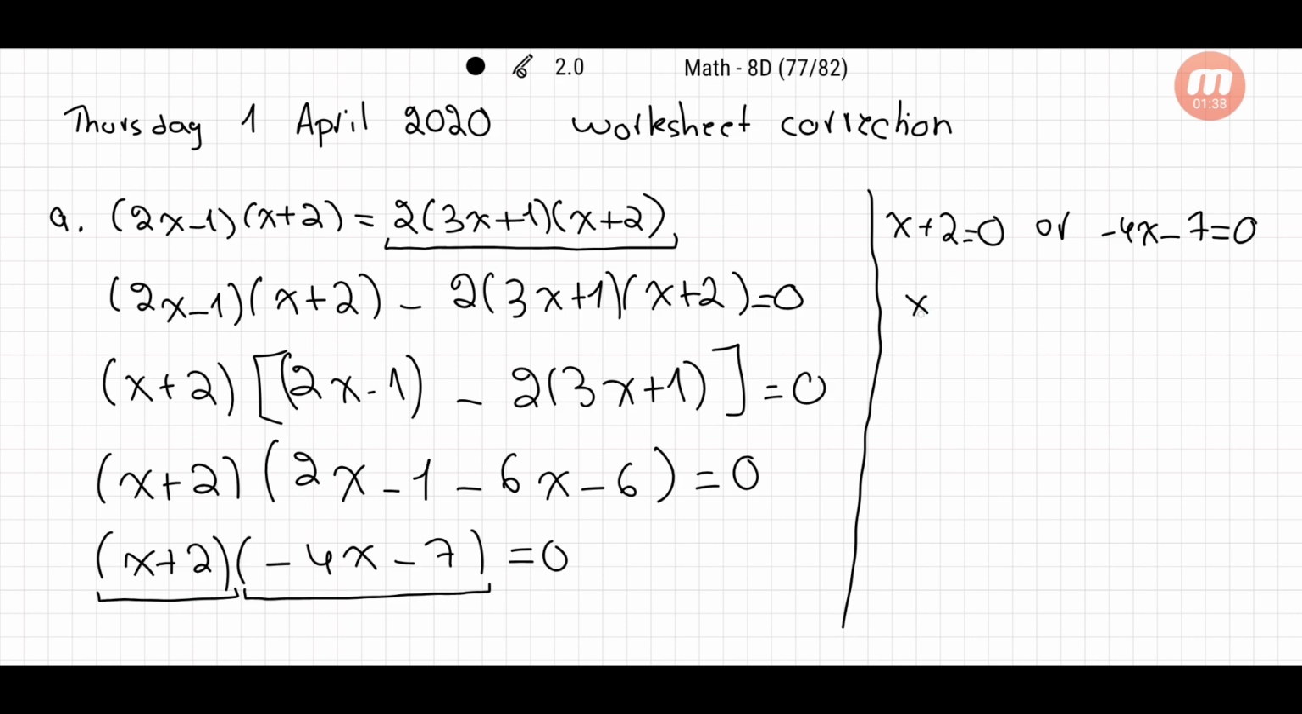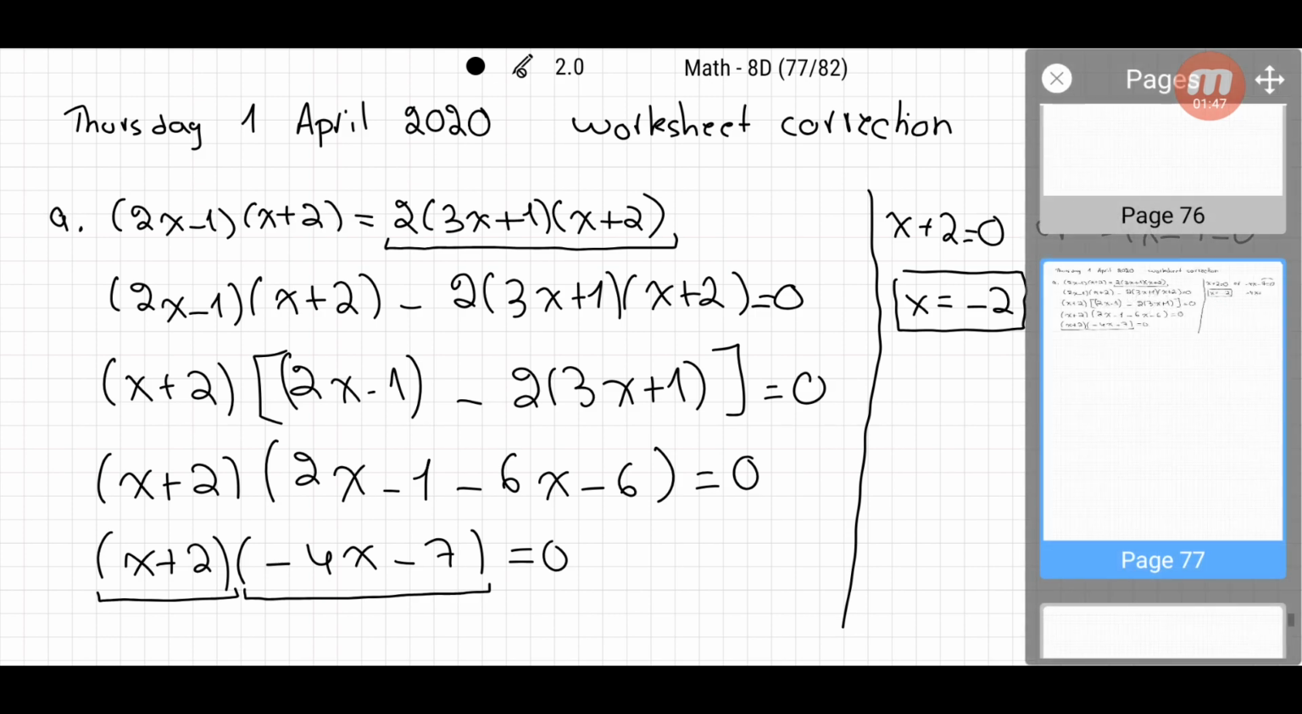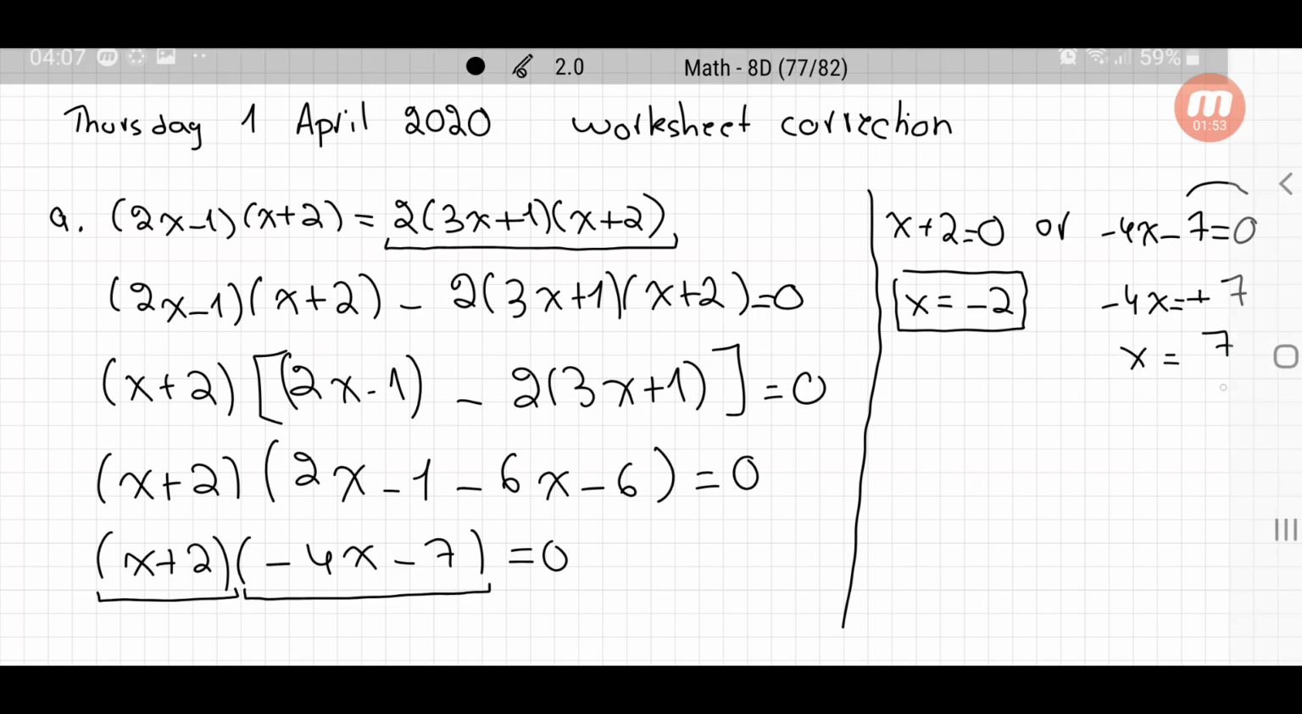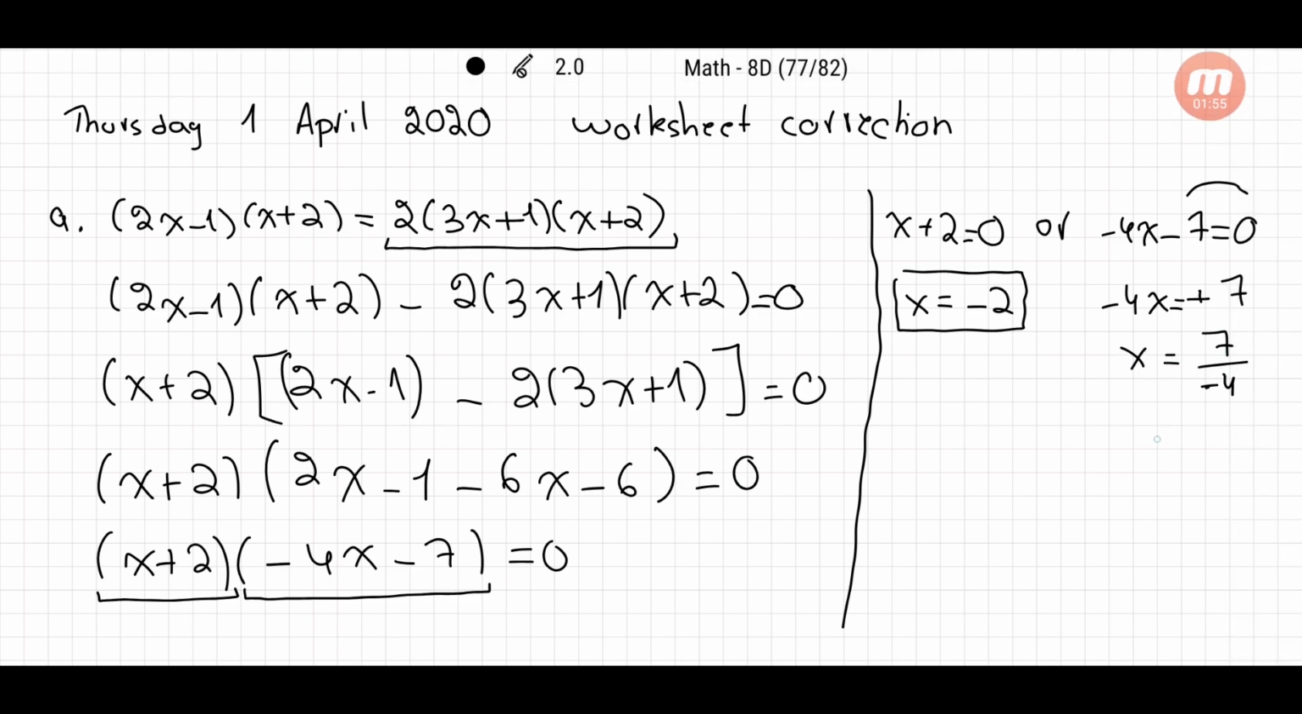Here I have x equals −2 and I'm done. Here −4x equals 2 plus 7, so x equals 7 over −4, which is x equal to −7/4, and I'm done.